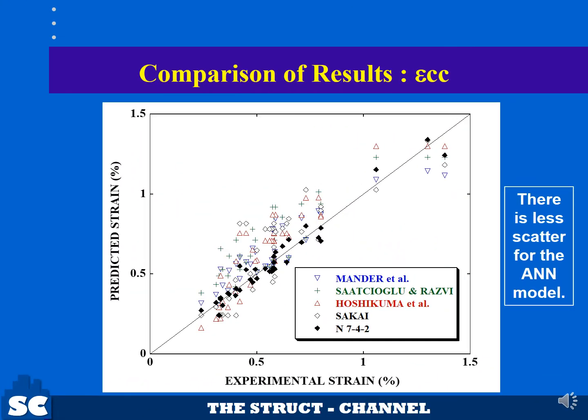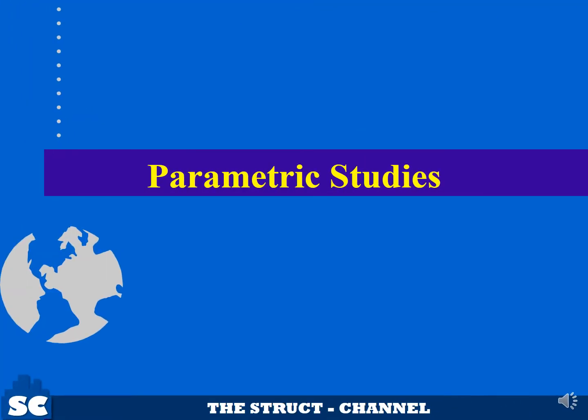This is the comparison for the strain, and similarly there is less scatter for the ANN model compared to the empirical models. Parametric studies are necessary to check the performance of the ANN model, whether realistic or not.